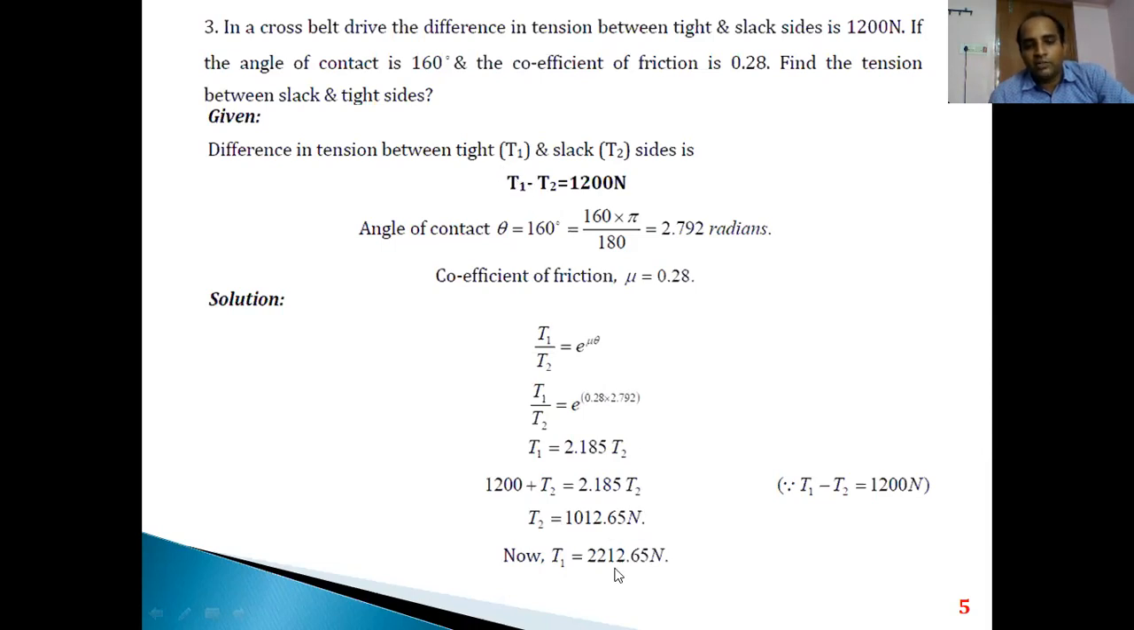Now, once you substitute the value of T2 in this particular equation, the resulting term T1 is pending. And this T1, you can find out that is 2212.65 newtons. So, tension in the tight side is 2212.65 newtons, as well as on slack side is 1012.65 newtons. To the next part.